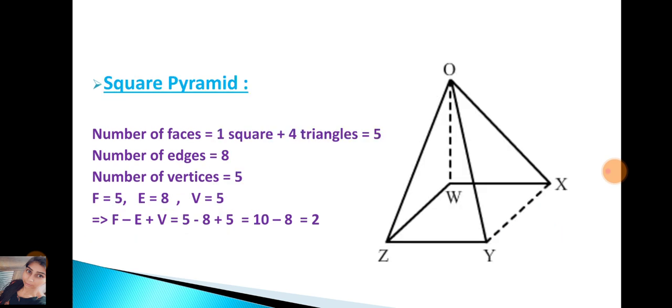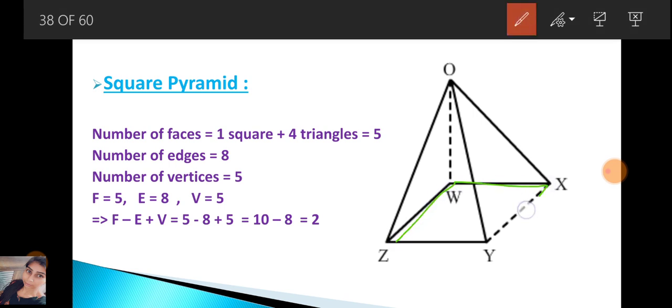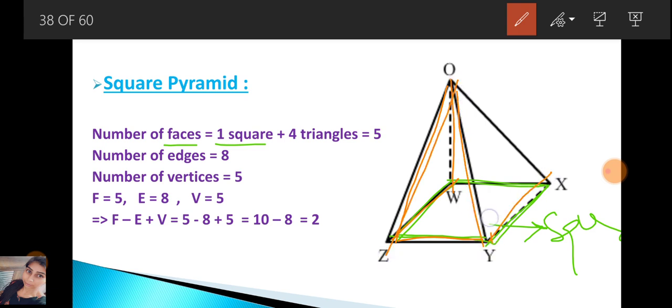So the next one is a square pyramid. Again, square pyramid means the base will be a square, right? And that means one of my faces will be a square, and in a square how many sides are there, or how many edges are there? 4 edges are there. So each edge will have a triangle connected on the top. So one triangle, another second triangle, this is the third triangle, and with this side we have the fourth triangle. So we have 4 triangles. That means we have total 5 faces.